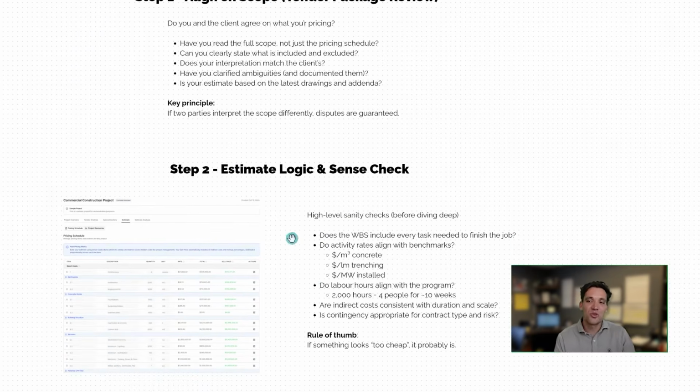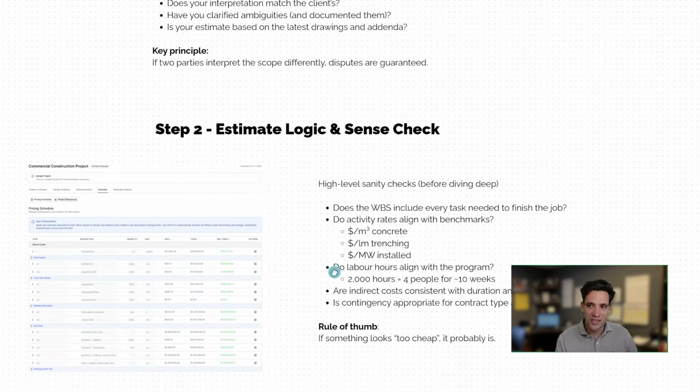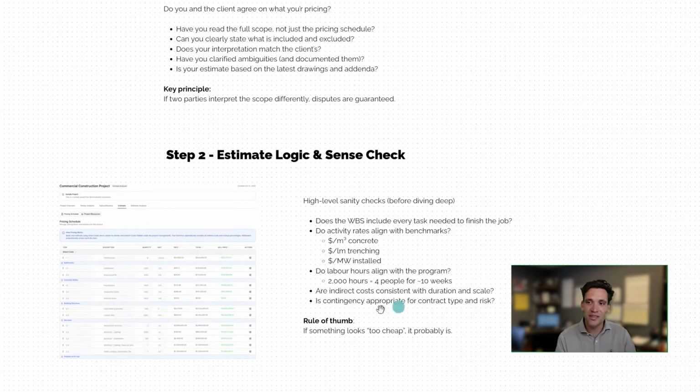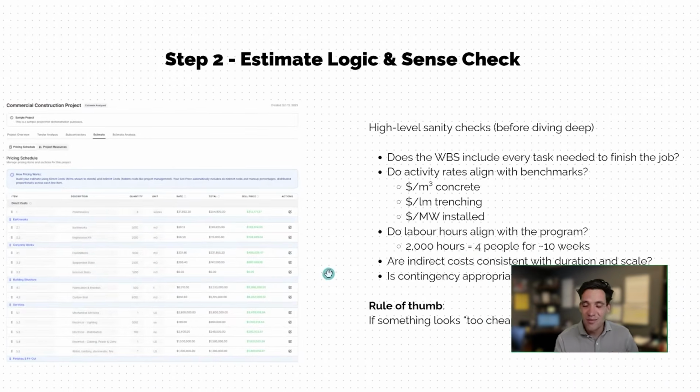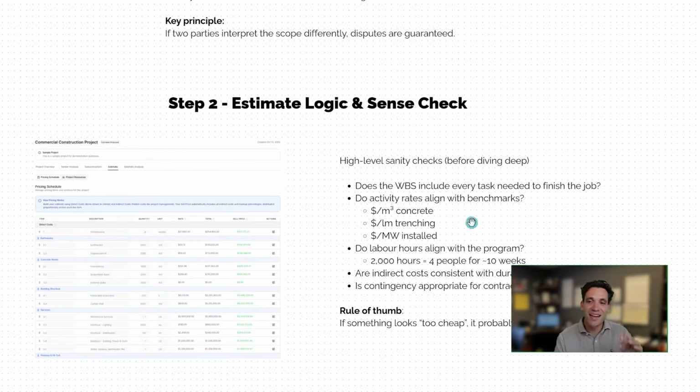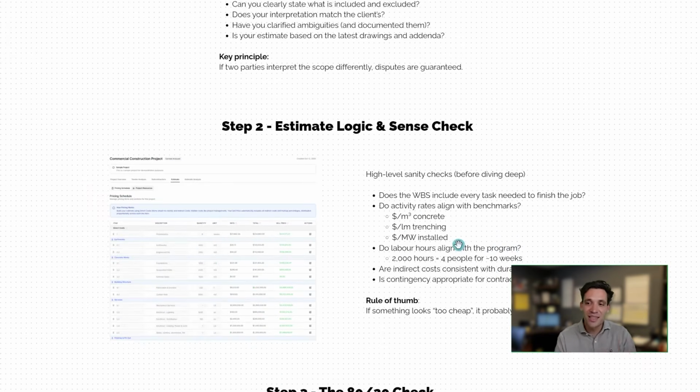Next step is to do a logic and sense check on your estimate. This is really a high-level sanity check that your price makes sense. The way I like to do this is first to look at the overall work breakdown structure of the project and basically make clear that everything is either included or excluded from your price. The second thing I like to do is to look at the rates for each of the key items. So these are things like dollars per meter cubed of concrete, dollars per linear meter of trenching, or dollars per megawatt for a solar farm, and basically to make sure that these benchmark rates are correct.